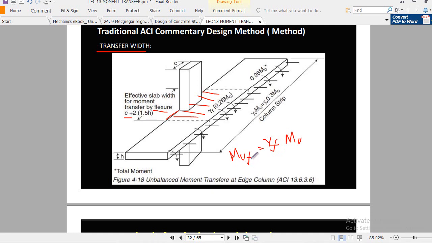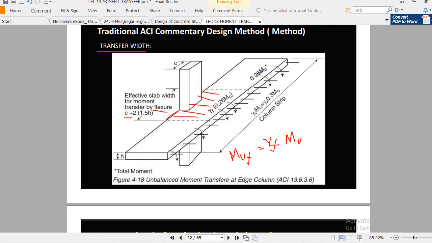This is the extra moment. Remember, you have to add this moment. You have to provide some extra reinforcement for this moment as well. You see, this is the column strip width. In the column strip width, if you watch lecture number 13, in that lecture we understood it as 0.26 M0.